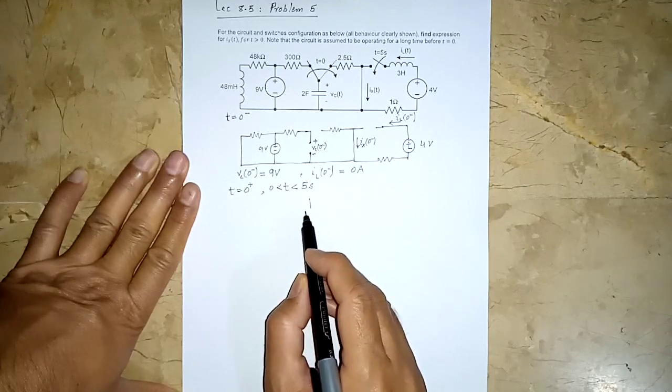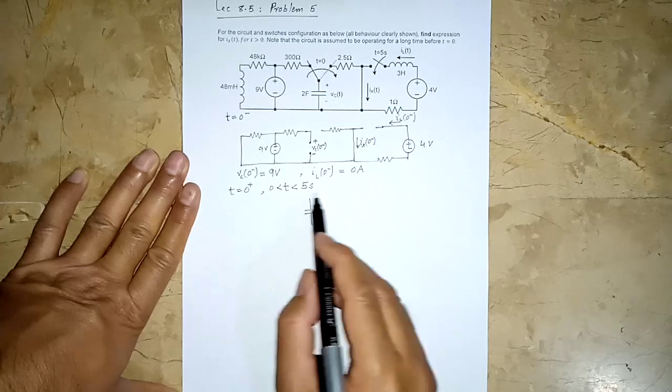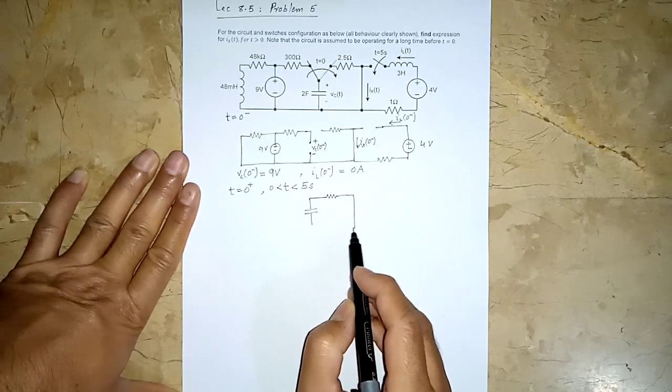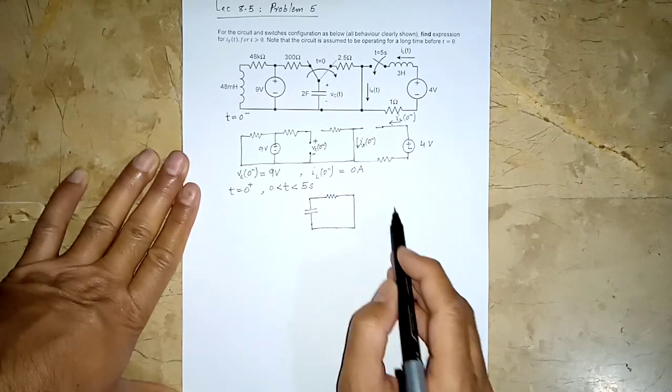So we will have a capacitor here. It's not open now. Why? Because switching has just occurred. It may or may not be in steady state. We have a resistor here, and then the switch is still open. So let me just leave it out.